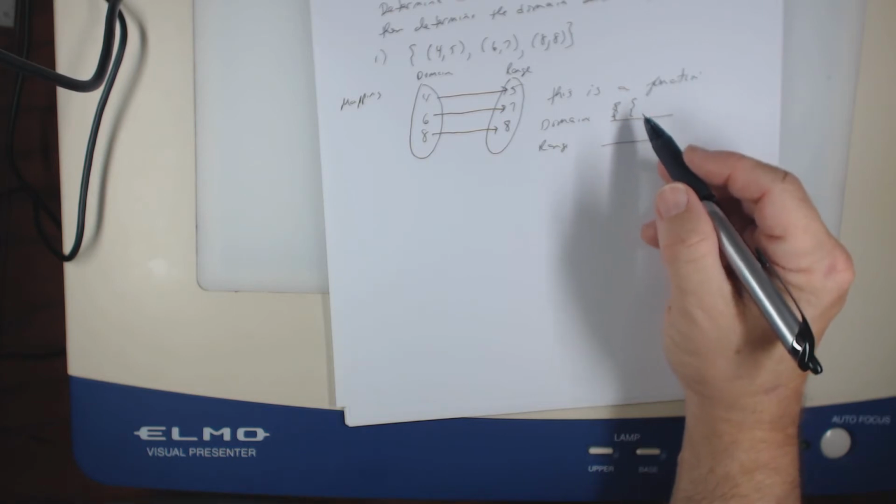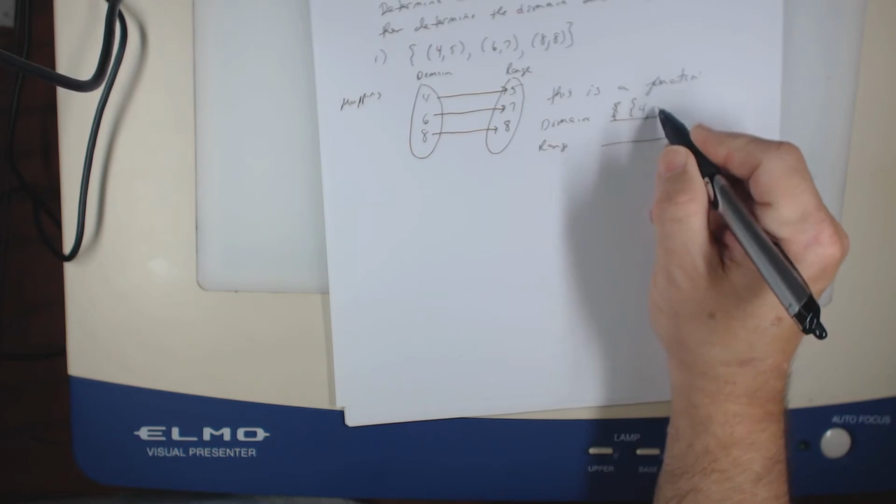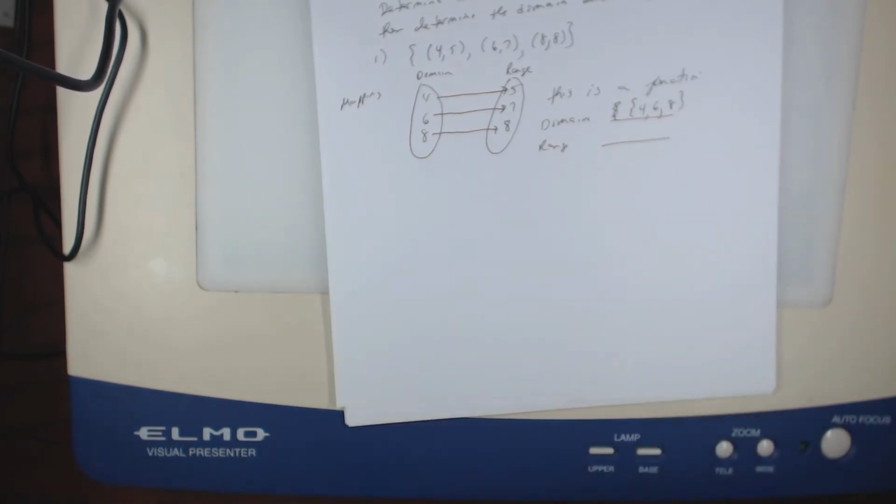What's the smallest of my domain? Four. What's the next one? Comma. Six. Comma. Eight. And you're done. That's your domain. You want them in numerical order on the board? I prefer. If you didn't, I won't take off any points, but I would prefer they be in numerical order.